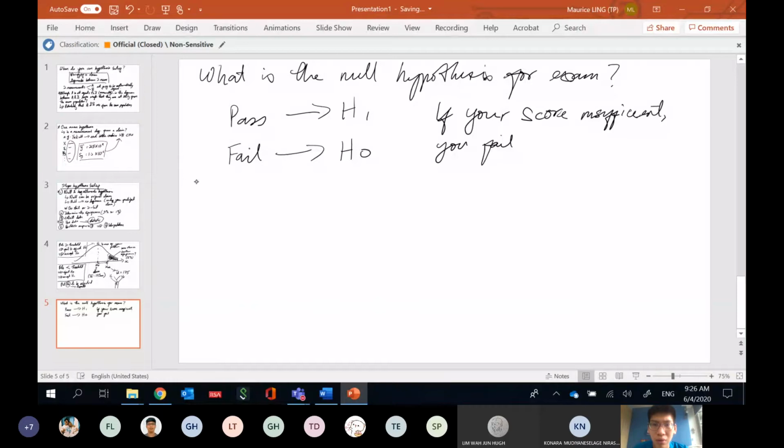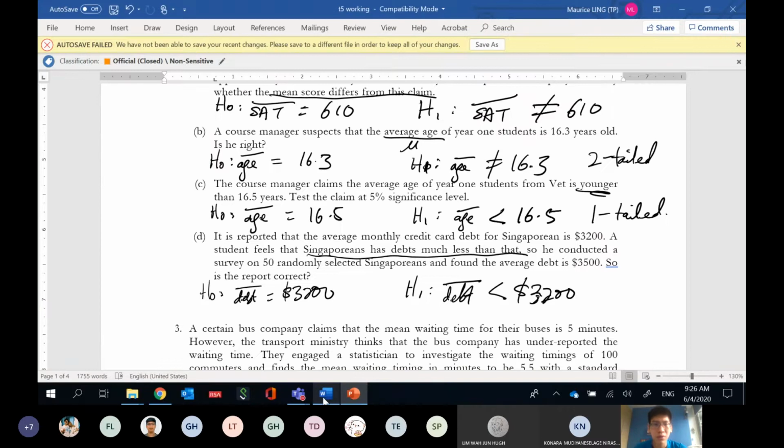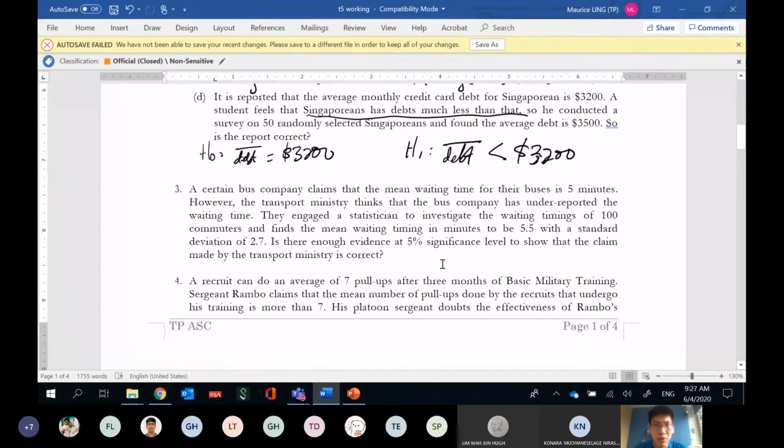So this is what it means. In an exam, the null hypothesis is that you fail the exam. If you actually show that you can pass, then you pass. It's the opposite way, yeah? Okay, so let's come to your question 3. In question 3, we need a lot more details.